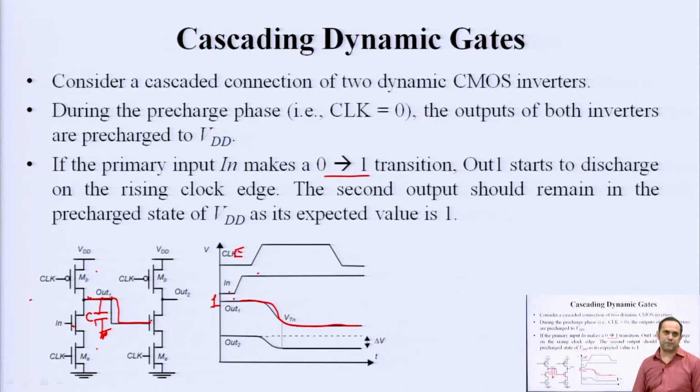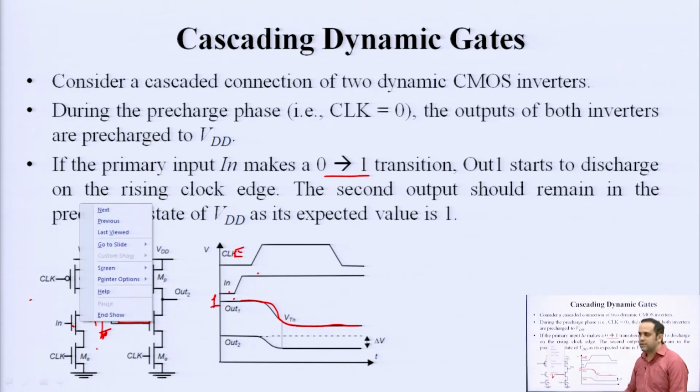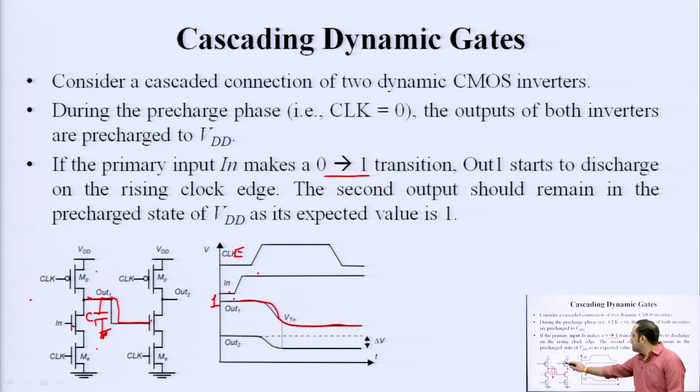Till here it is okay. But now this signal is acting as input to this stage. When the clock is 1, they are sharing the same clock, so this PMOS is off and this evaluation transistor is on. If out 1 is discharging, this transistor should be off.